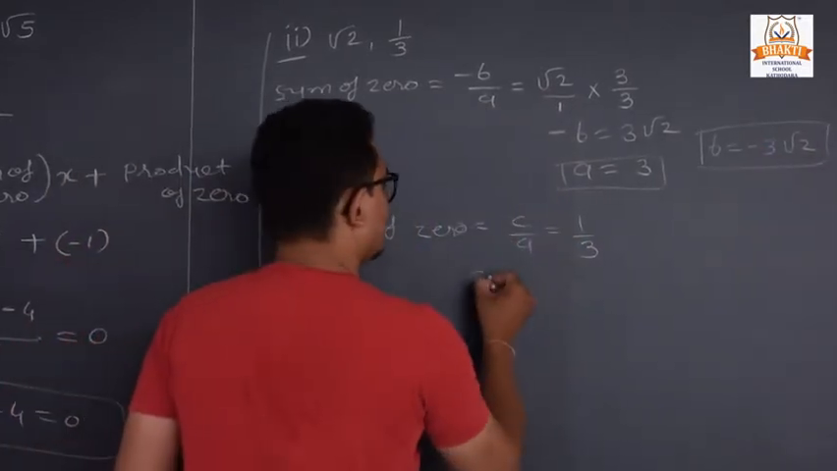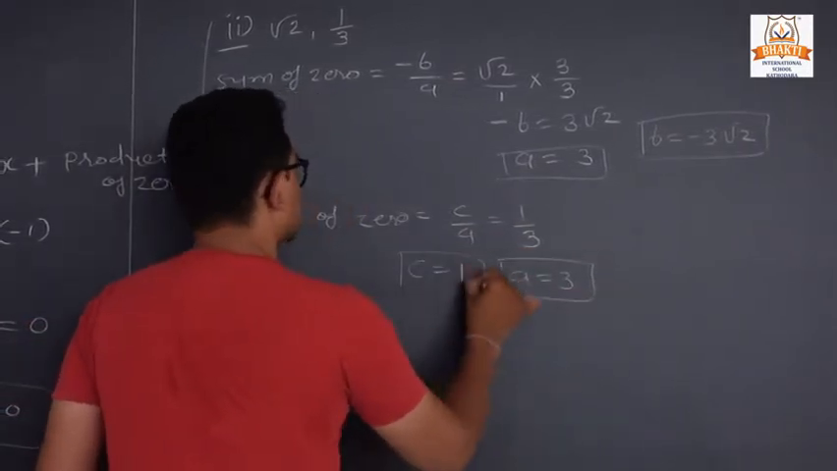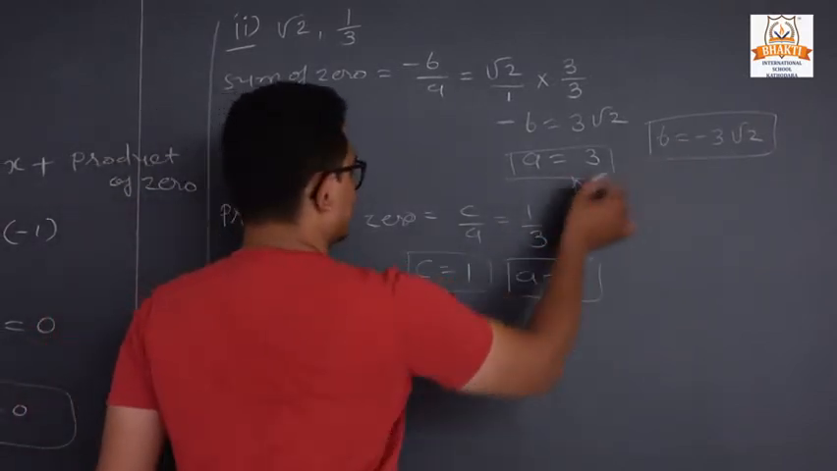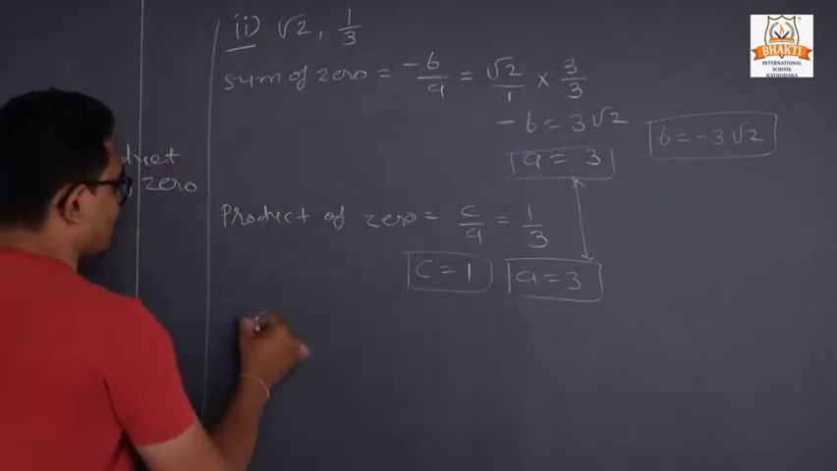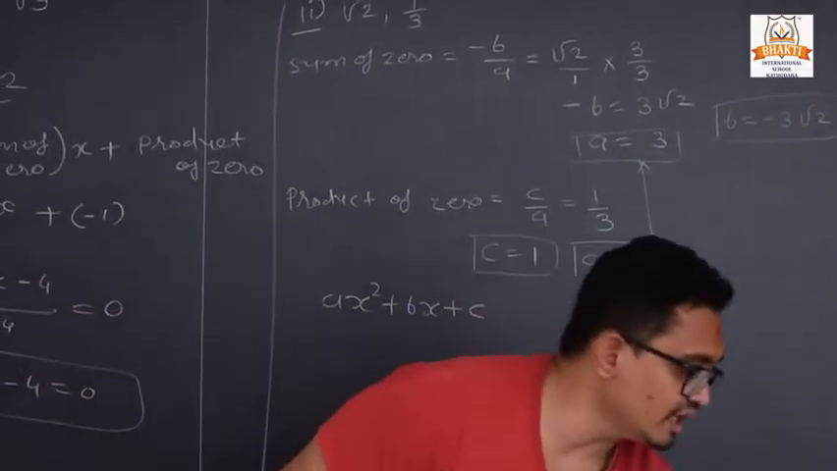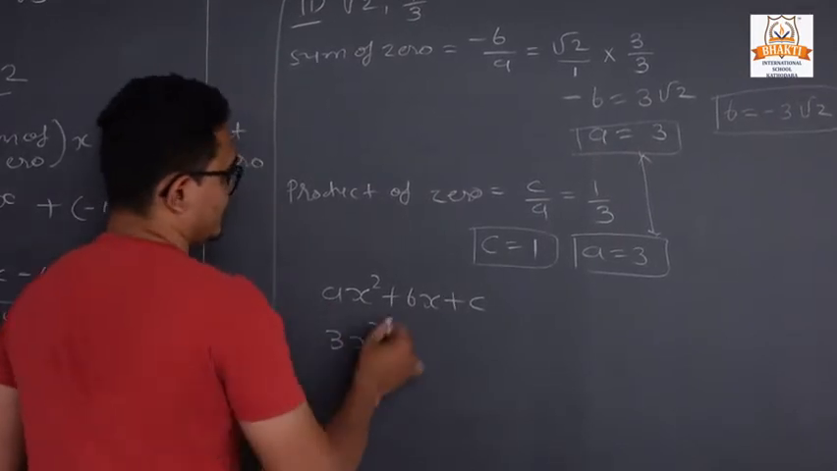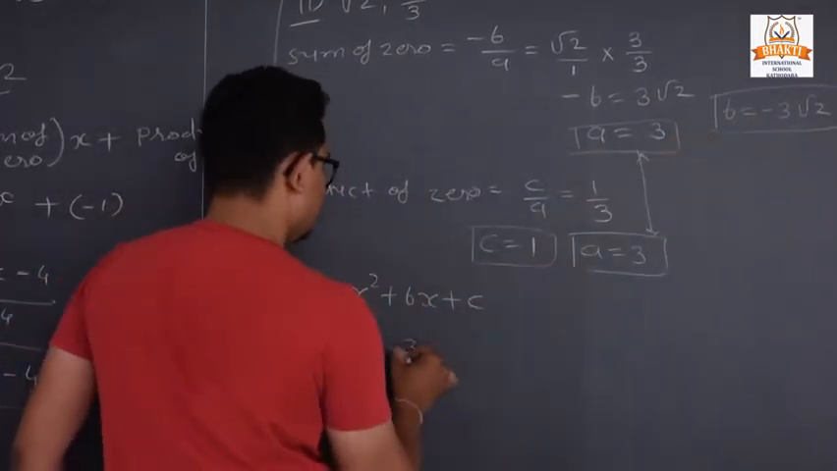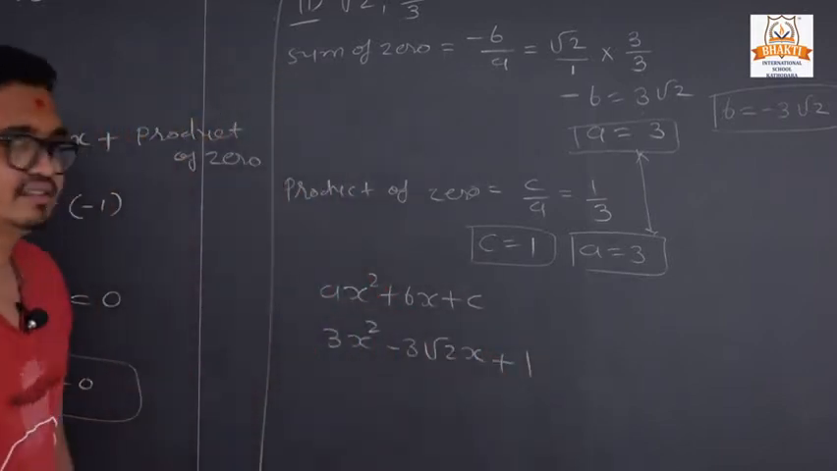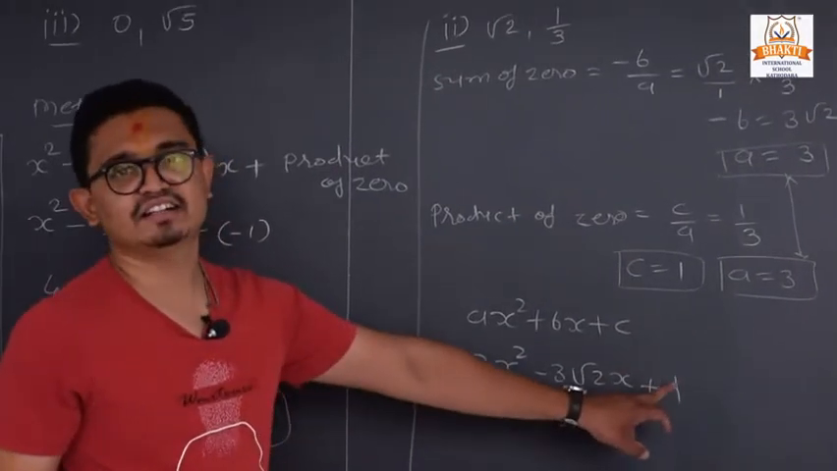Now c is equal to 1 and a is equal to 3. So see this whole thing: a is equal to 3, both are matching, and we have the values of b and c. Now we will put them in our standard equation: ax square plus bx plus c. What is the value of a? 3x square. What is the value of b? Minus 3 root 2x, plus what is the value of c? It is 1. So our answer is 3x square minus 3 root 2x plus 1.